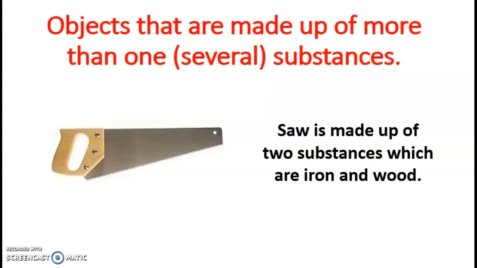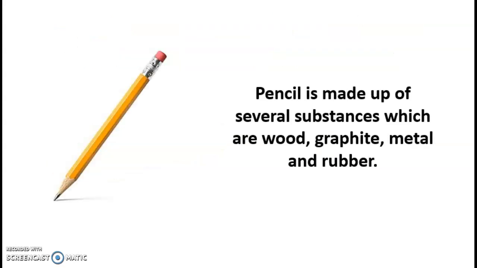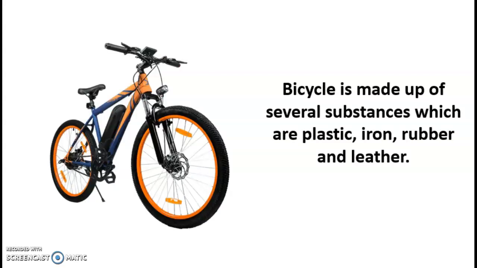Objects that are made up of more than one substance or several substances, like saw, is made up of two substances which are iron and wood. Pencil is made up of several substances which are wood, graphite, metal and rubber. Bicycle is made up of several substances which are plastic, iron, rubber and leather.